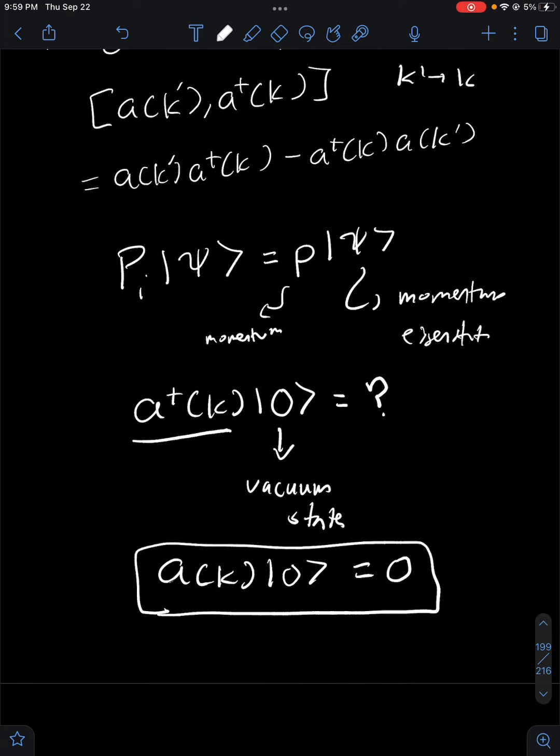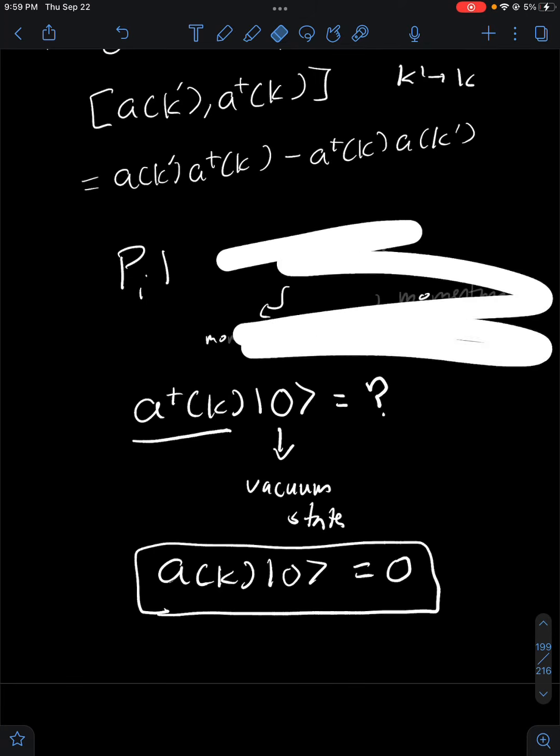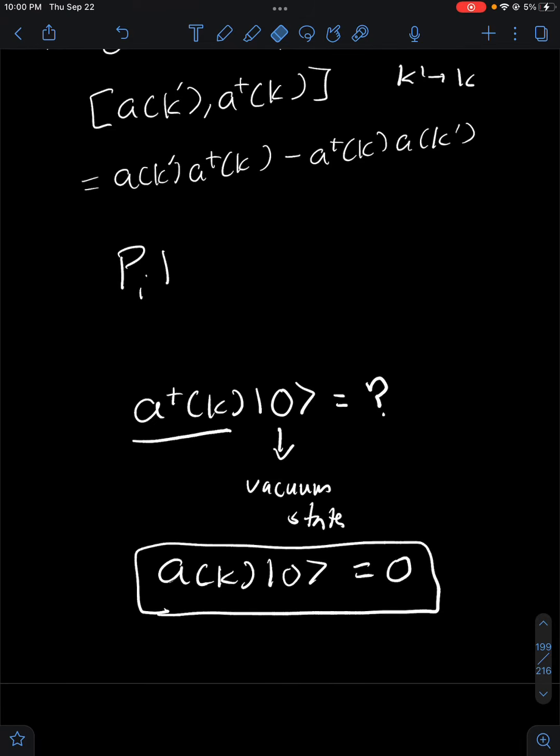So with that being said, let's see how the momentum operator acts on A conjugate k acting on the vacuum state.